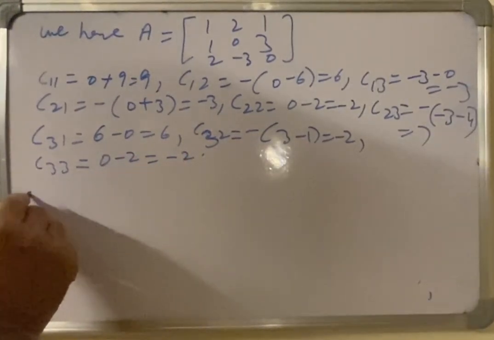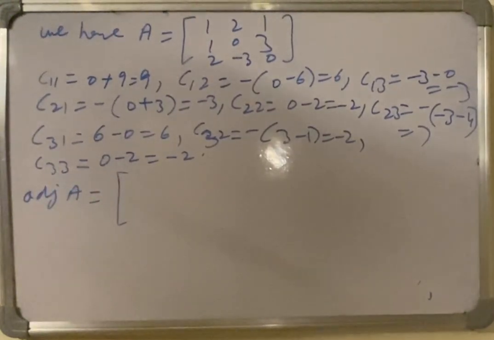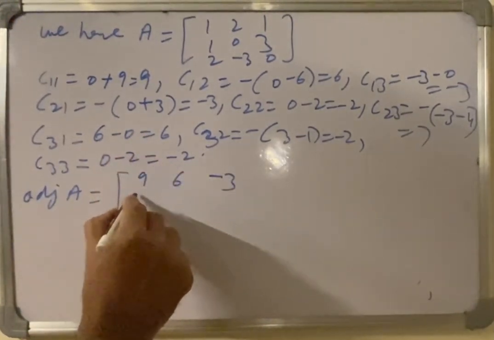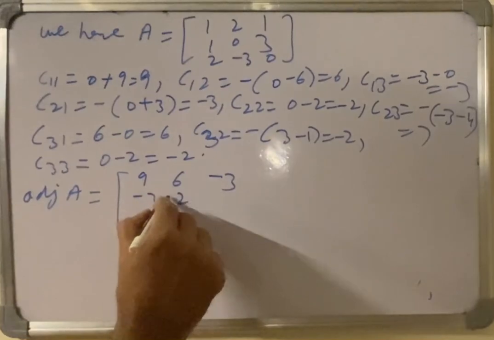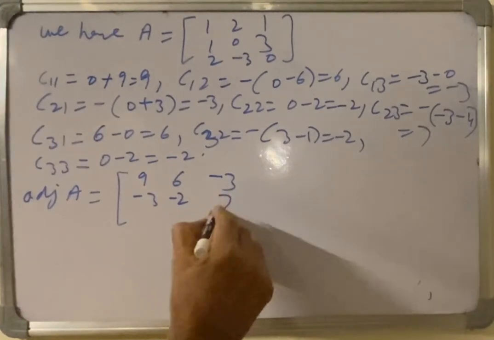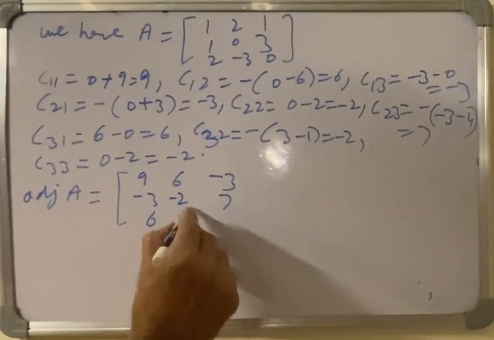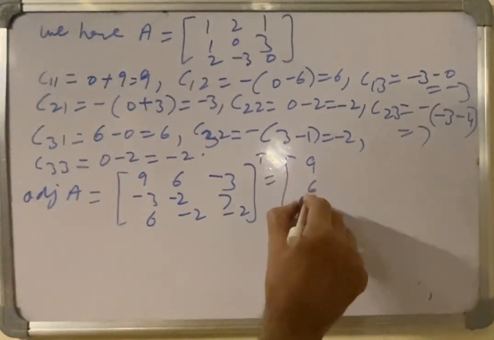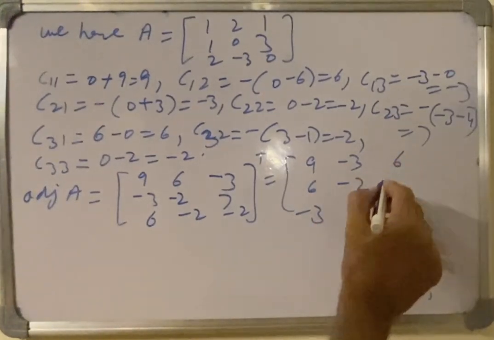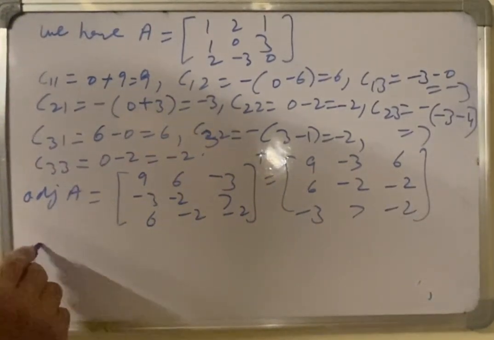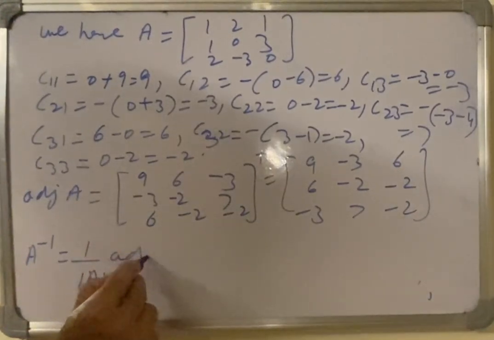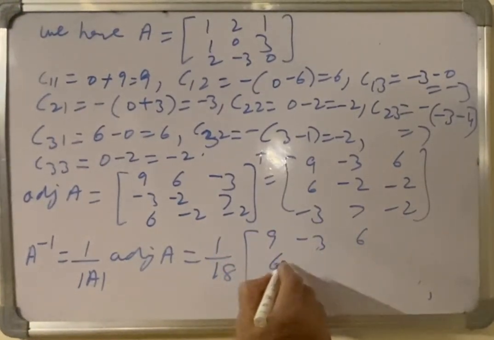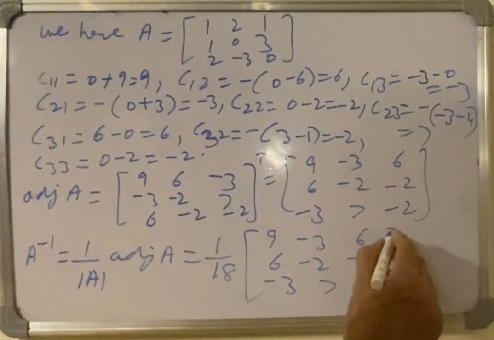So adjoint of A is: take cofactors 9, 6, minus 3, then minus 3, minus 2, 7, then 6, minus 2, minus 2. Its transpose, where first row becomes first column, is 9, minus 3, 6, 6, minus 2, minus 2, minus 3, 7, minus 2. So A inverse is equal to 1 over determinant A into adjoint of A, which is 1 over 18 into this matrix.